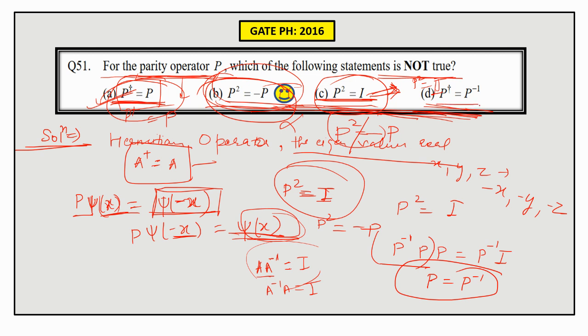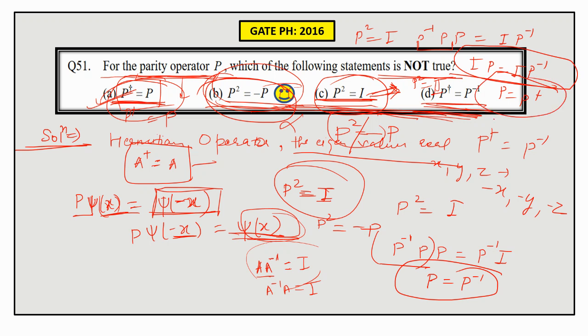And I told you how to find out P dagger is equal to P inverse. Since you know that P square is equal to I, you can multiply P inverse on both sides. So this will give you the identity. So P is equal to I times P inverse. Sorry, wait. P is equal to P dagger for parity. So P dagger is equal to P inverse. I hope this question is clear to you.